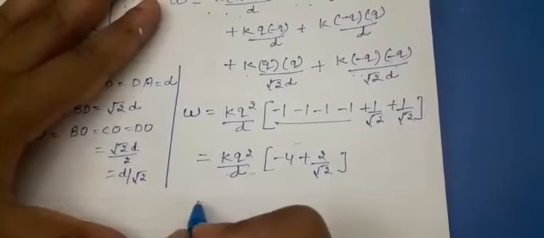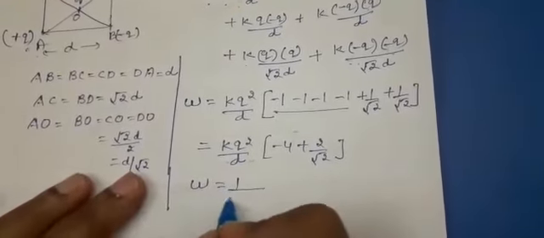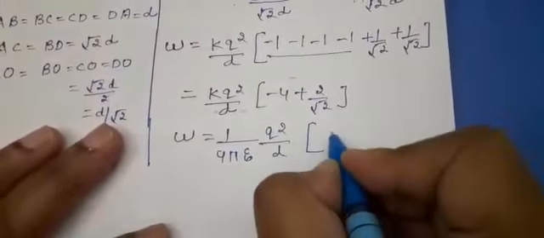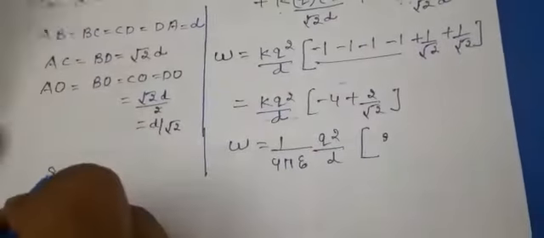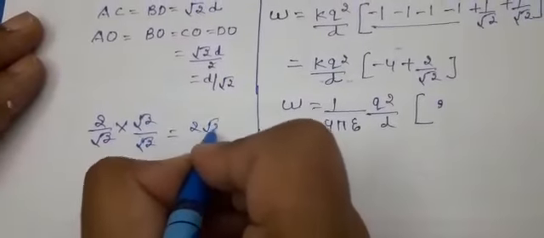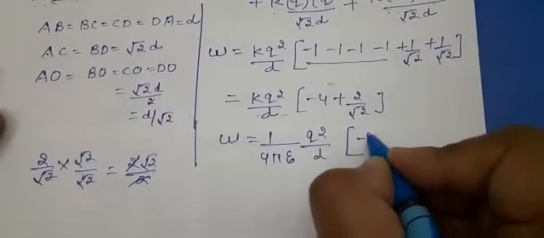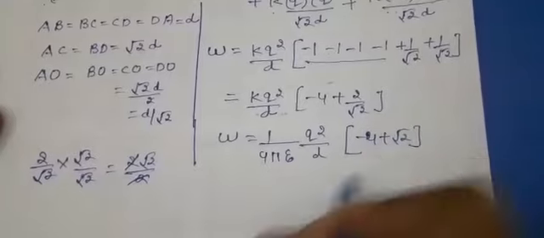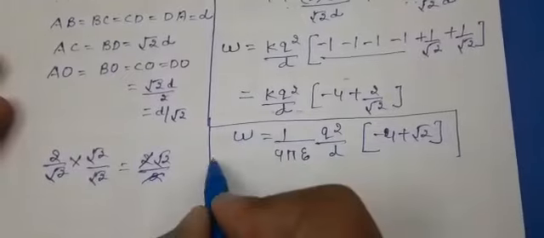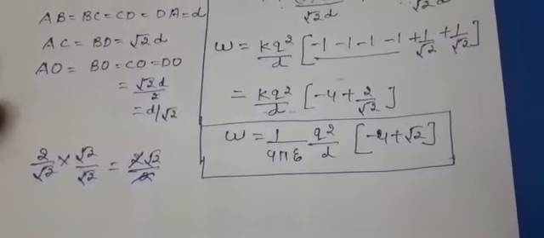So, if you are taking this work done, you can put the value of k: this is 1 by 4 pi epsilon naught, q square upon d, and this is 2 by root 2. If you rationalize this 2 by root 2, it will be 2 root 2 upon 2, so directly you can replace it by root 2. So this is your minus 4 plus root 2. This is the total potential energy, the total work required to put together all the charges at their respective positions.